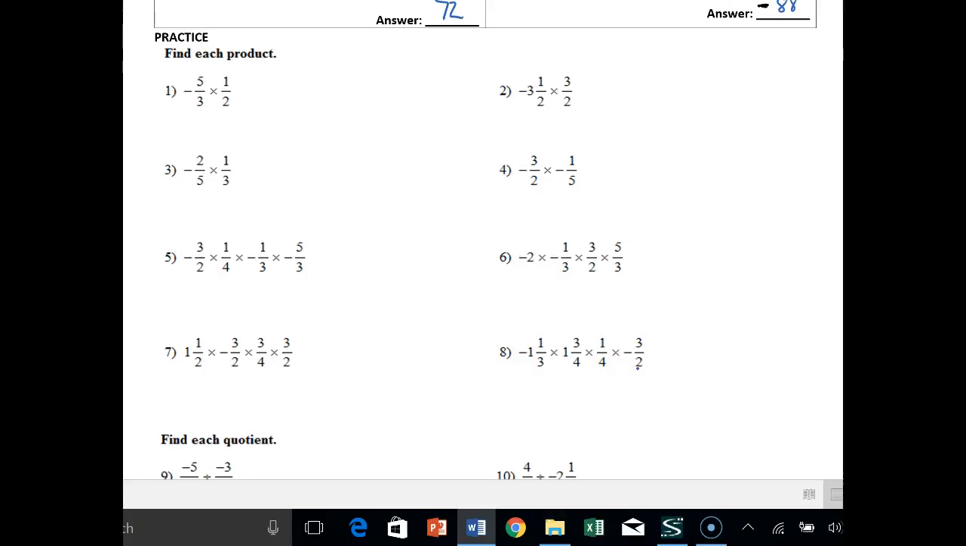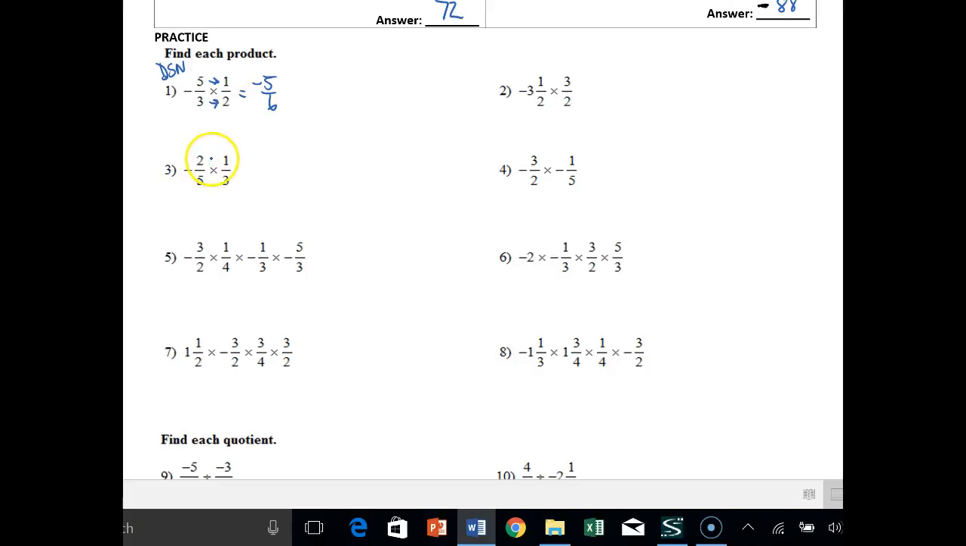So for instance, number 1, there's no cross-canceling involved. It's simply straight across, and we get, is it positive or negative? Different signs, negative, because there's only one negative. So I get 5 over 6, and it's negative 5 over 6. It doesn't matter whether you put the negative up top with the 5 or down below with the 6.